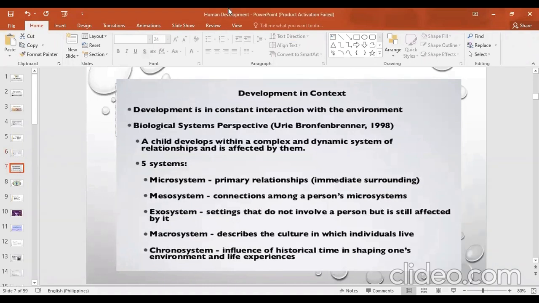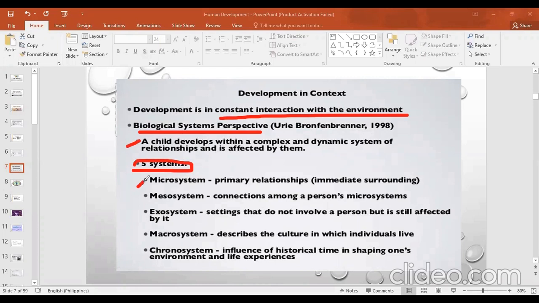So development is in constant interaction with the environment. Biological systems perspective. A child develops within a complex and dynamic system of relationship, and is affected by them. We have the 5 systems. So let's try to discuss each system.